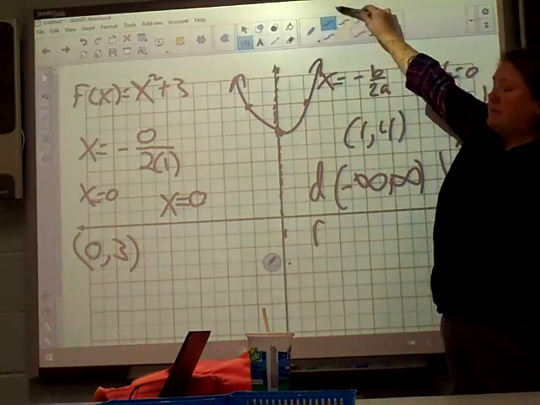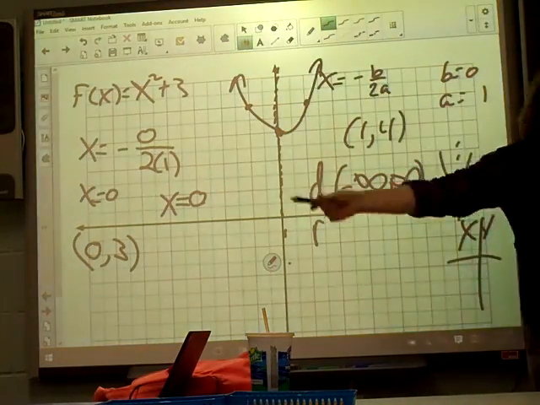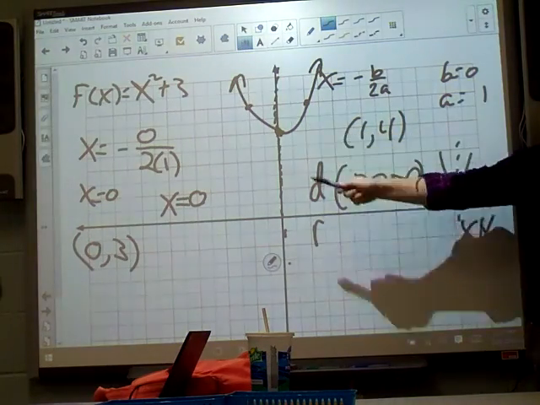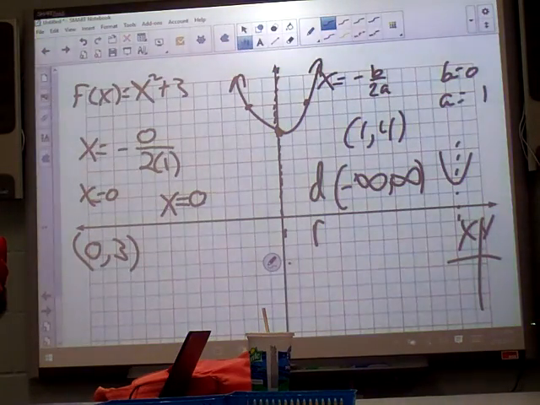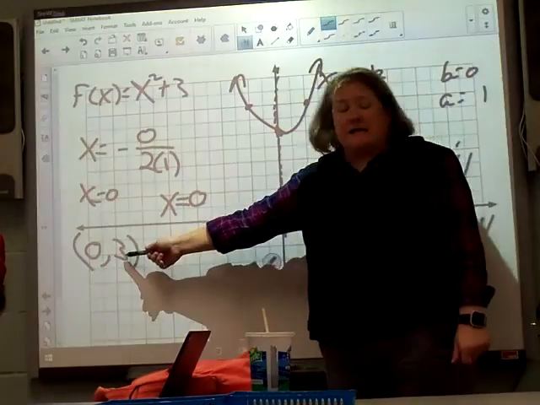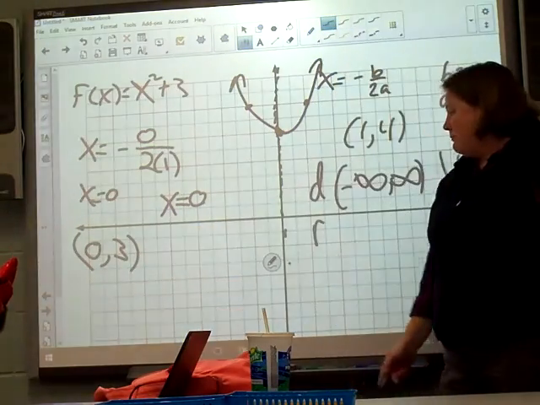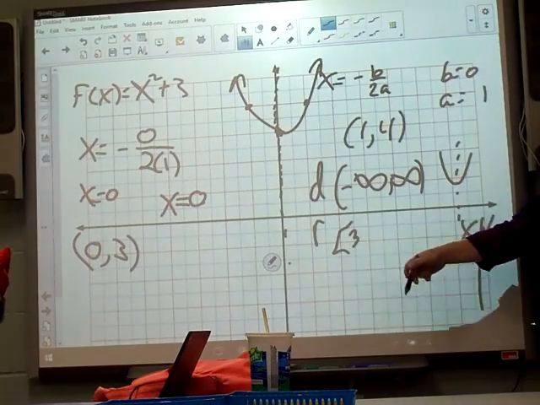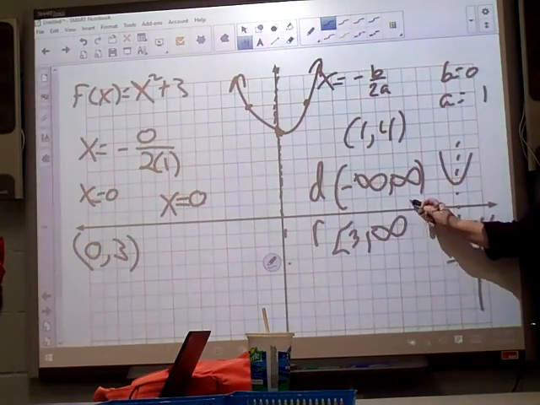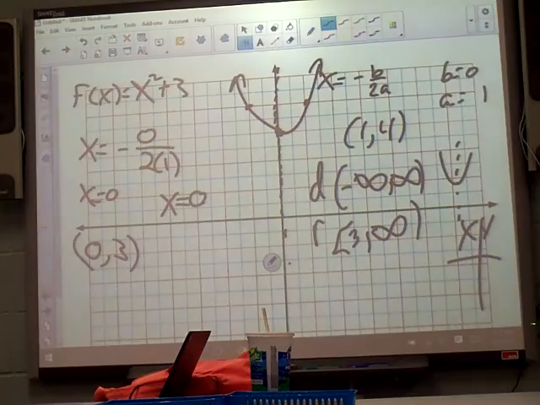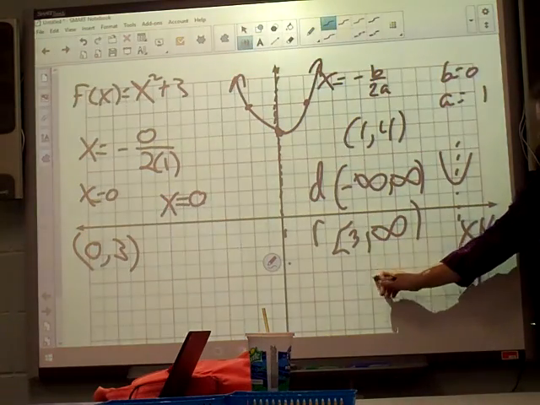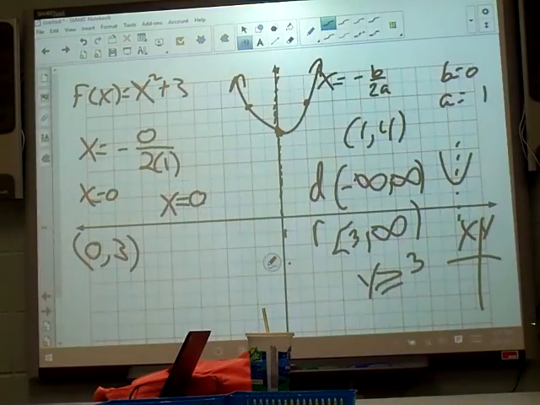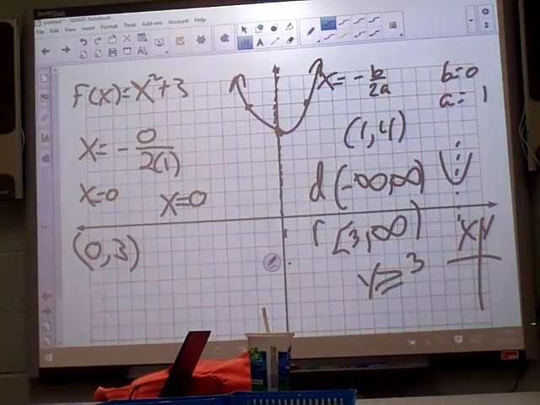Okay. Range. Y's up, down. Is this ever going to stop going up? No. But is it ever going to stop going down? Yes. Good. It goes down to the Y of your vertex, which Chase said is 3. So my range goes from, it touches 3, so it gets a bracket, 3 to infinity. Good job. There's another way I could write it if I wanted to. Y has to be greater than or equal to 3, doesn't it? Either one of those would be fantastic.